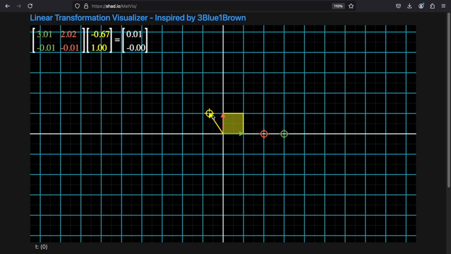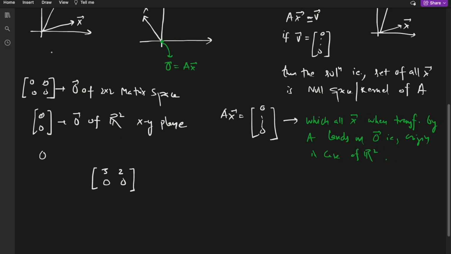So in fact, the entire line passing through this vector is lying in the null space. We will see that when I play the animation: this green vector, that is the i-hat, will move toward this green dot, because this is (3, 0), right? We have seen what this means. This basically means where i-hat had landed, and this basically means where j-hat had landed.